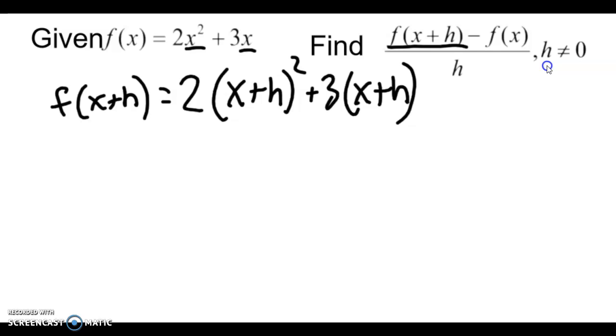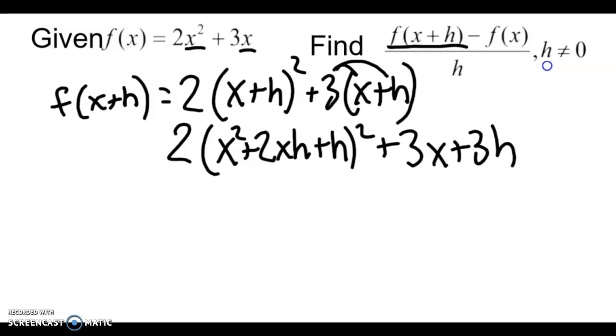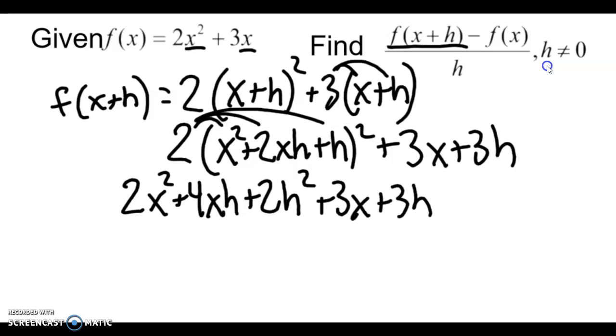I'm first going to expand x plus h squared. So that becomes x squared plus 2xh plus h squared. I'm then going to distribute my 3 inside to give me 3x plus 3h. Next, we can also distribute the 2 inside to give us a total of 2x squared plus 4xh plus 2h squared plus 3x plus 3h. All of that is just the f of x plus h.